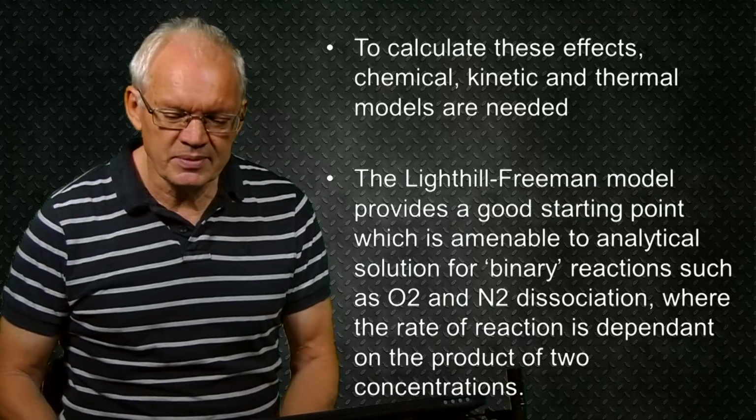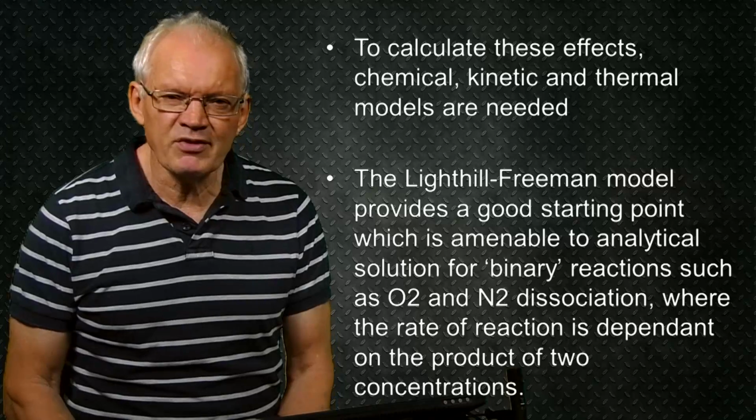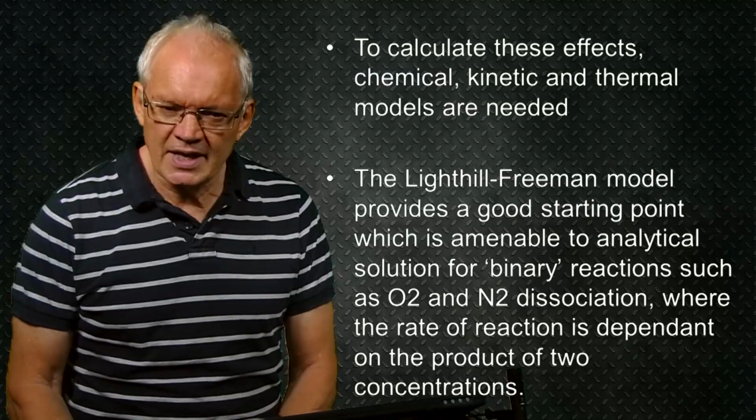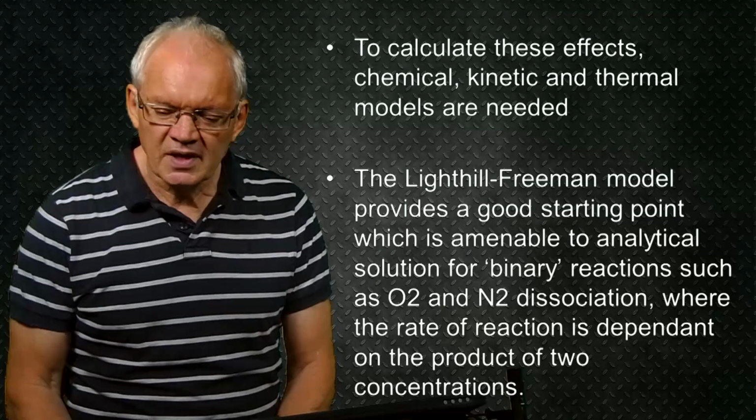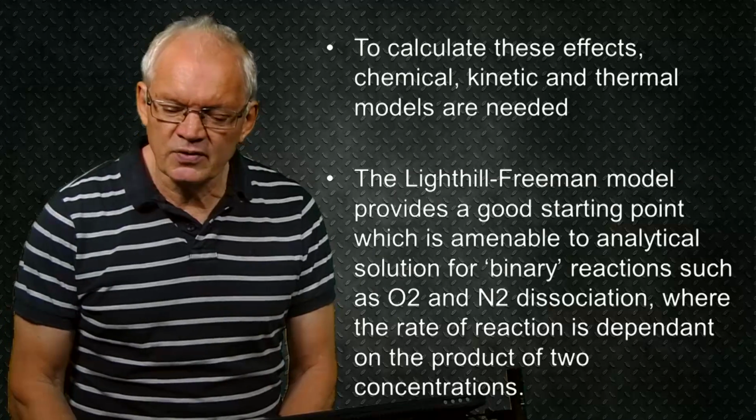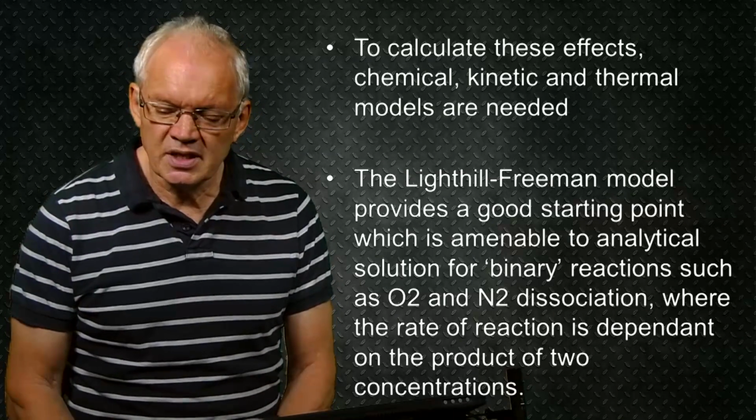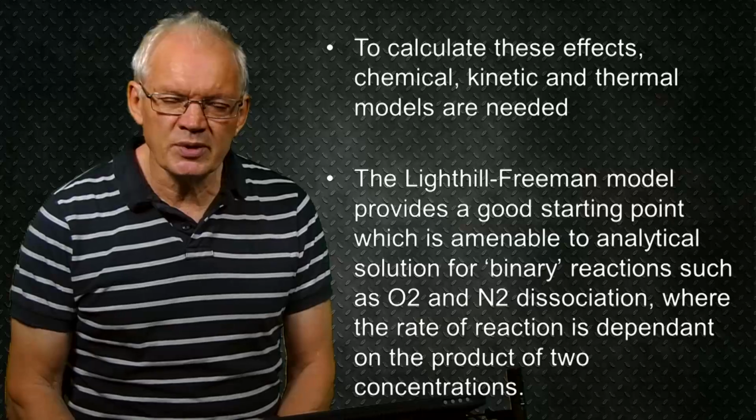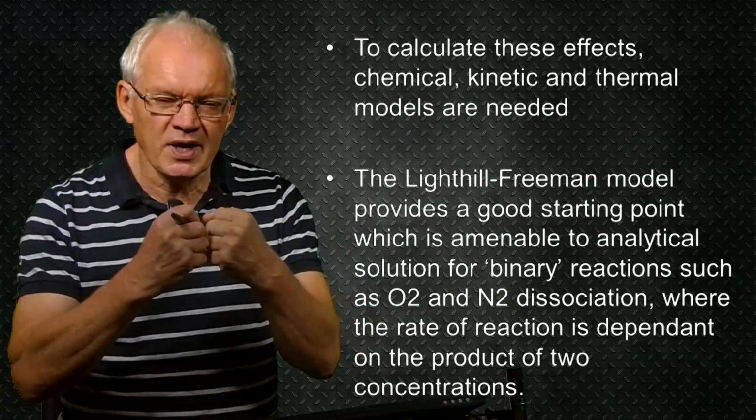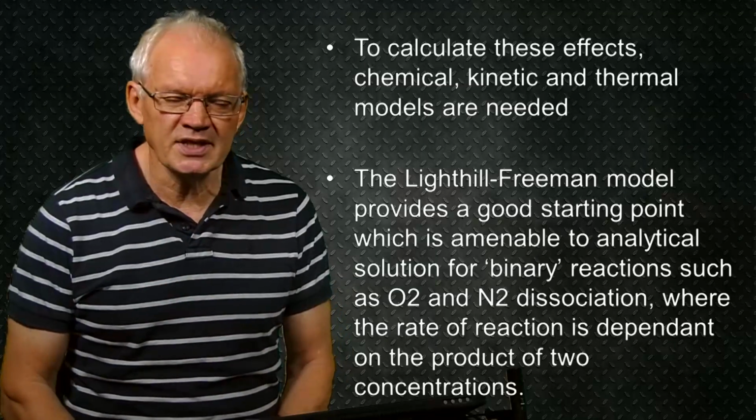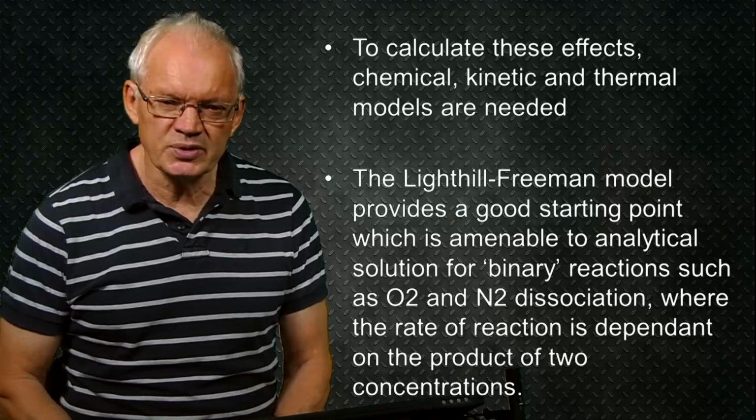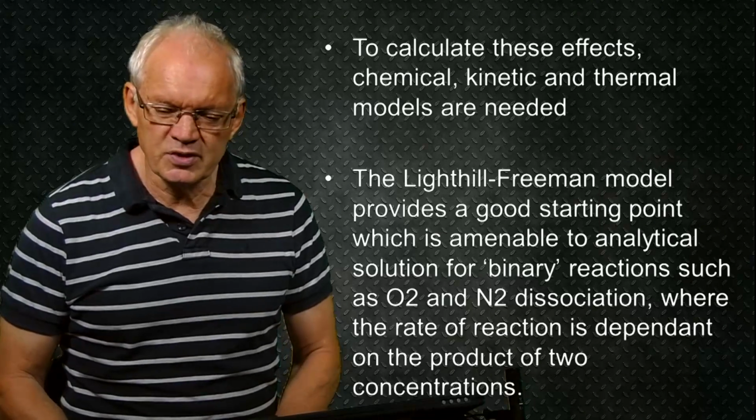Not only understand them conceptually, but to mathematically include the effects of dissociation on the analysis of a high-speed shock layer. There's a good starting point for this given by the Lighthill-Freeman model developed in the 60s, which is applicable only to what we call binary reactions, where each reaction takes place by the collision of two particles, which is proportional approximately to density squared. But for these reactions, rate of reaction is only proportional to the concentration of two participants.